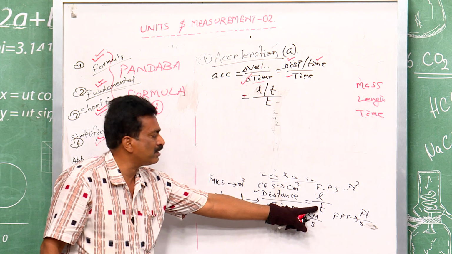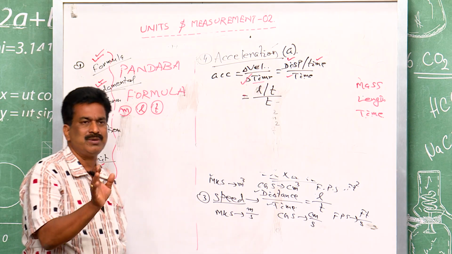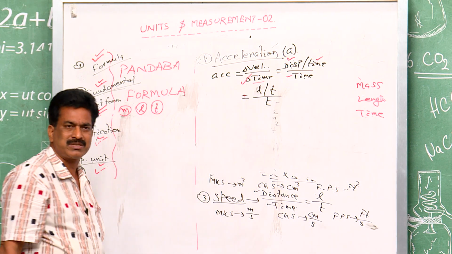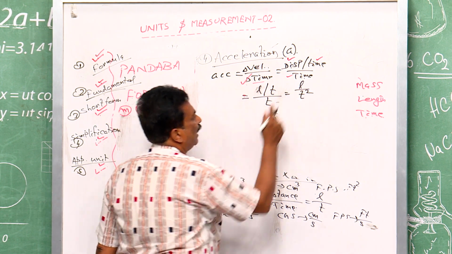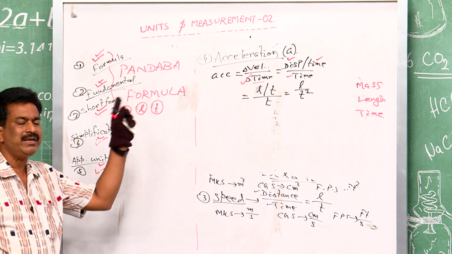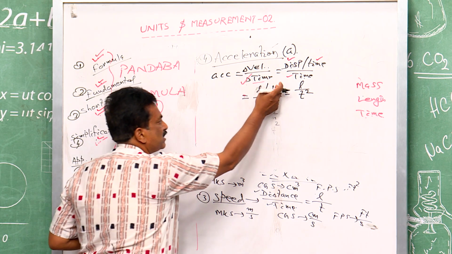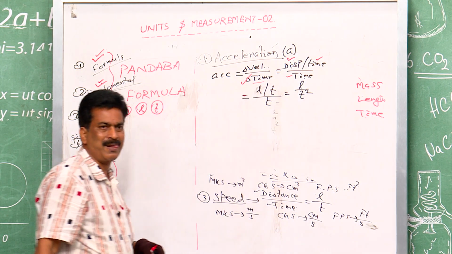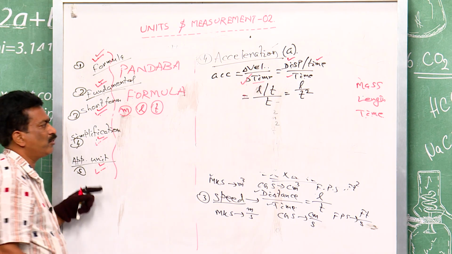Here length comes once, so it requires no simplification, but since two T's are coming, it requires simplification. If we simplify, that is L by T square. The T will never cancel, because this T will come down. So L by T into T will be T square. So this is the fourth step, simplification is done. Next comes the appropriate unit.